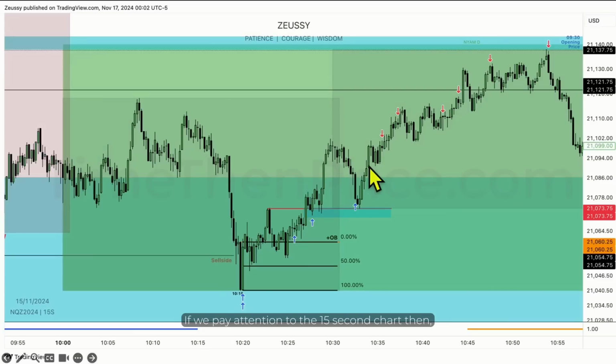If we pay attention to the 15-second chart then, what I want you to see is that on the 15-second chart, this drop towards the downside is even more obvious. Notice how quick this repricing lower was.